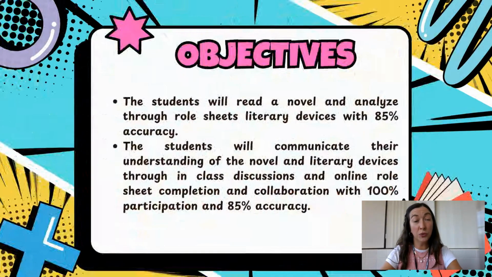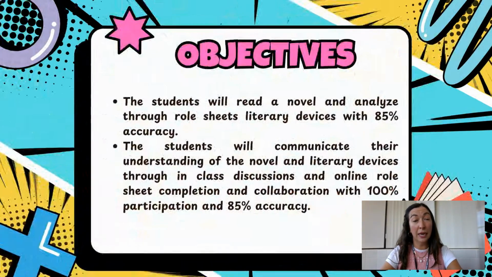The objectives of this unit are that the students will read a novel and analyze literary devices through role sheets with 85% accuracy. The students will communicate their understanding of the novel and literary devices through in-class discussions and online role sheet completions and collaboration with 100% participation and 85% accuracy.